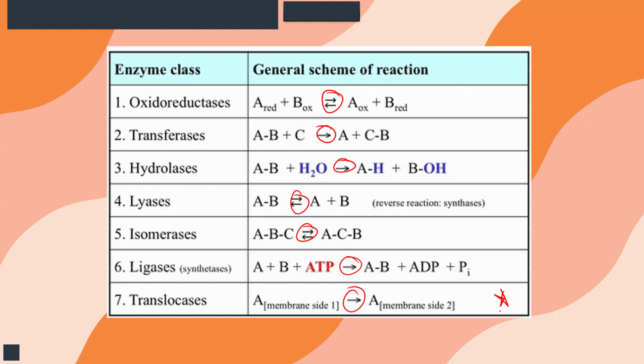So think about this as molecule A being the exact same. The molecule does not change. The only thing that changes about it is its location. And when we look at a translocase, we're thinking, what is the concentration on one side of the membrane versus the other side of the membrane?